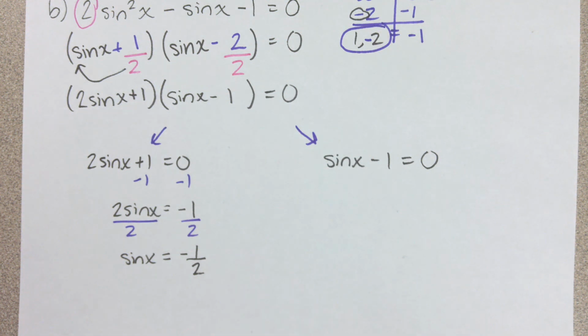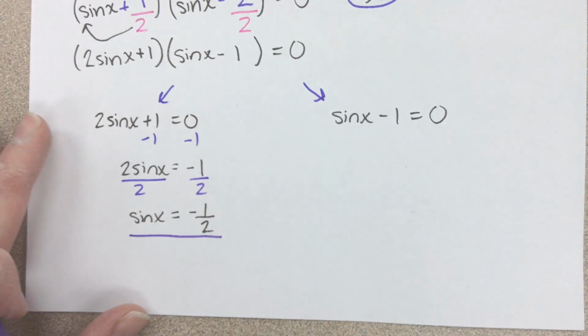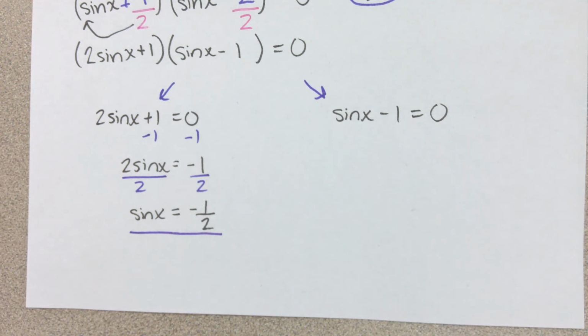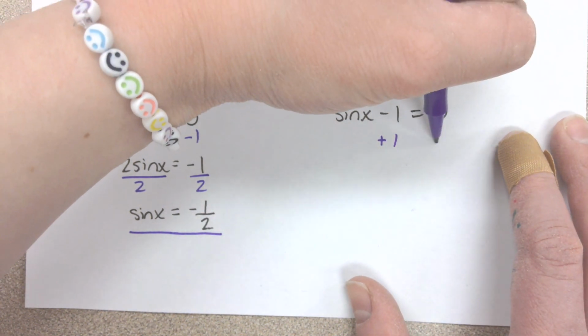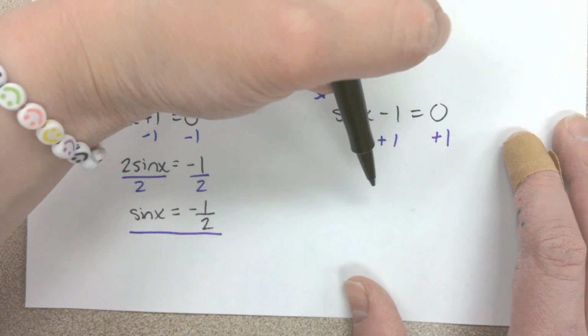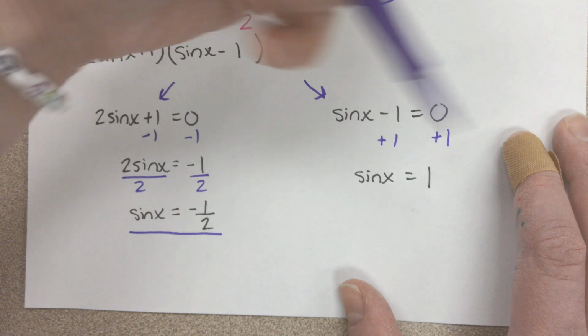I'll stop there for now. I'll come back in a moment to find those actual x values. I'm going to come over here and solve this equation as well. Sine of x minus 1, that one's easy. We're just going to add 1 to both sides. Sine of x is equal to +1, and I'll stop there.